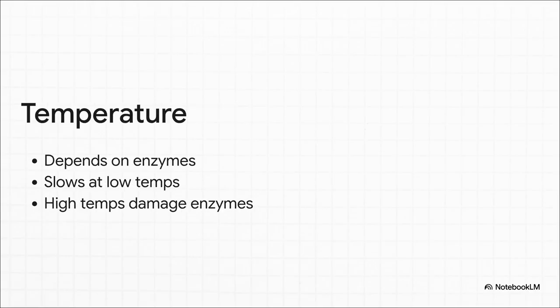Temperature is a really fascinating one because this whole process is driven by enzymes, and enzymes are incredibly picky. They function best within a very specific optimal temperature range. If it gets too cold, enzyme activity totally slows down. But if it gets too hot, that can actually damage or denature those enzymes. Plus, really high temperatures cause the plant to lose a ton of water.